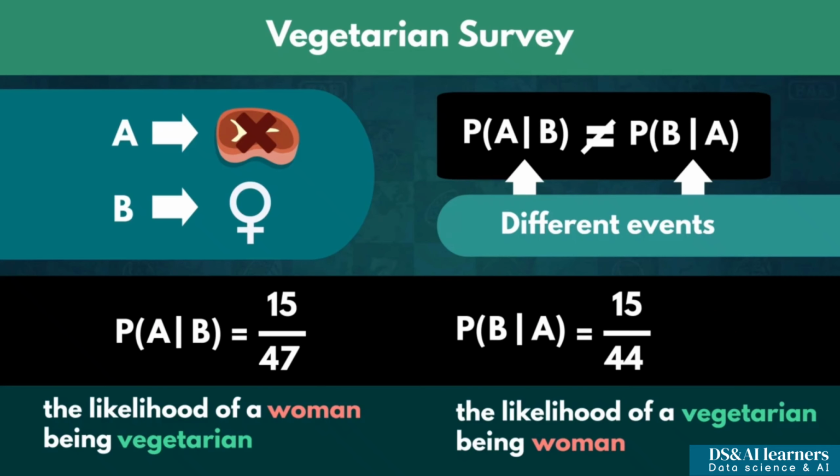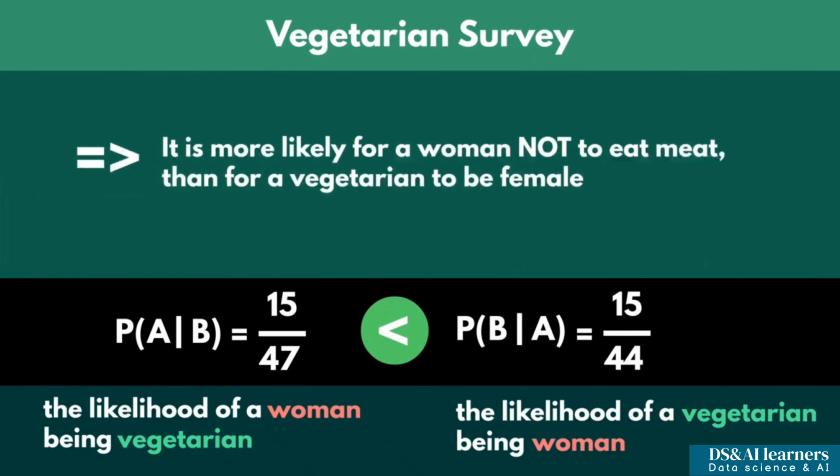Since 15 over 44 is greater than 15 over 47, it is more likely for a vegetarian to be a woman than for a woman not to eat meat. That's quite interesting and shows you that in probability theory, things are never straightforward.